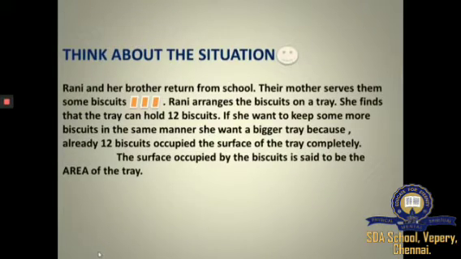Think about the situation. Rani and her brother return from school. Their mother serves them some biscuits. Rani arranges the biscuits on a tray. She finds that the tray can hold 12 biscuits. If she wants to keep some more biscuits in the same manner, she wants a bigger tray because already 12 biscuits occupied the surface of the tray completely. The surface occupied by the biscuits is said to be the area of the tray.